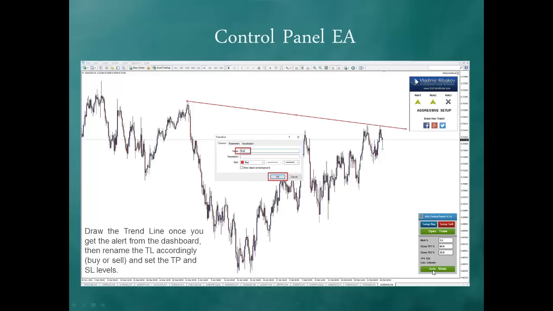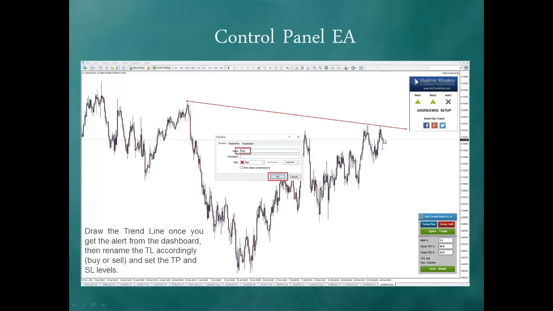So on auto mode, you draw the trend line connecting the last important tops or bottoms, which I will explain in 5 minutes in examples of trades. What to take, what not to take, also very, very important. Inside the settings, you double click your line. Now you click the right button on your mouse and then choose properties. You rename it and call it buy.